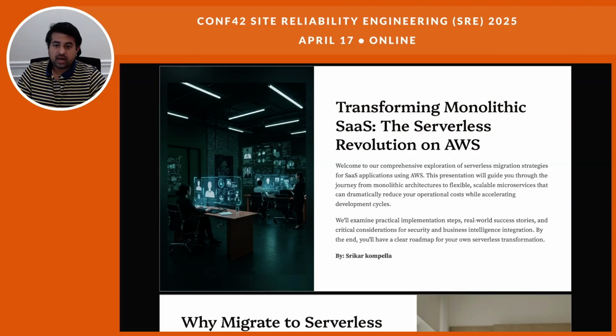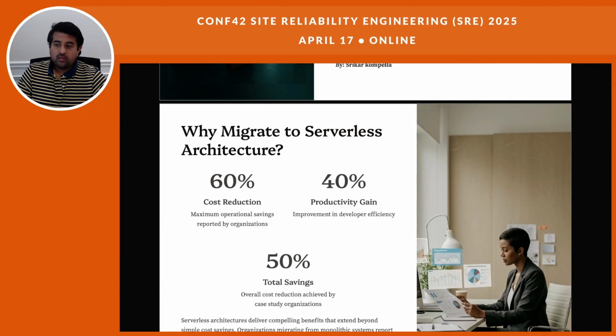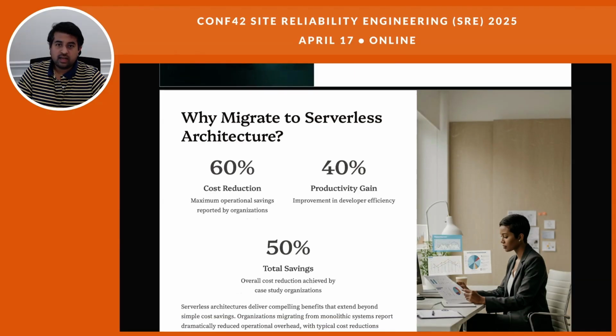We'll examine practical implementation steps, real-world success, and critical considerations for security and business intelligence integration. By the end of this presentation, you will have a clear roadmap for your own serverless transformation. Now, let's see why migrate to serverless architectures.